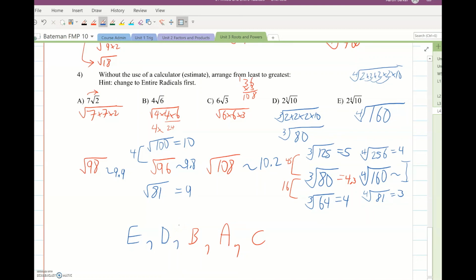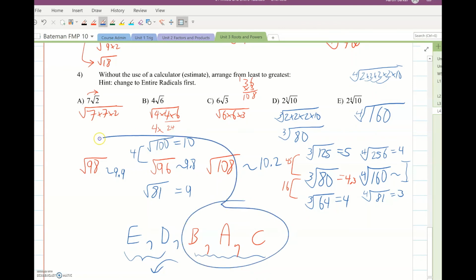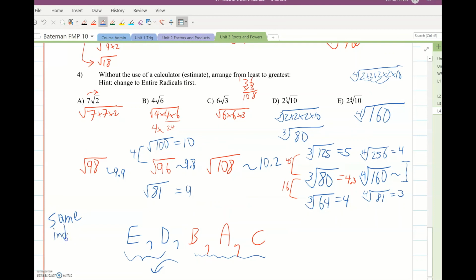Okay, so really what I did is I compared these to each other, but then I realized that they were a lot smaller, and these ones were a lot larger. These three were easy to compare to each other because they all had the same index. Okay, so same index, then you just compare radicands. All right, when you have a different index, then you got to go more carefully into your estimation. Okay, that's it. Enjoy.